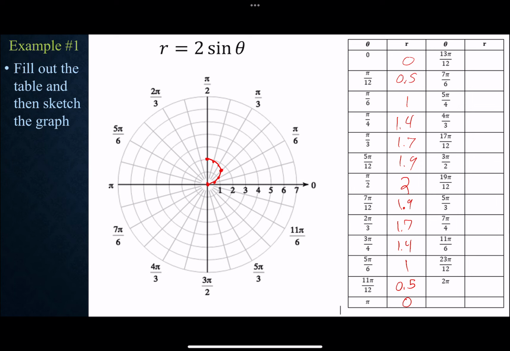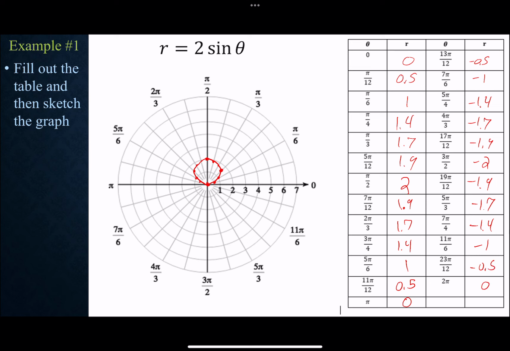So then the next points are 1.9, 1.7, 1.4, 1, 0.5, and then back to 0. So here's the other half of it, and we've created a full circle. You'll find for the other values you're going to get the same answers, 0.5, 1, 1.4, and so on, but they'll be negative. So this will say negative 0.5, negative 1, negative 1.4, negative 1.7, negative 1.9, negative 2, and then negative 1.9, negative 1.7, negative 1.4, negative 1, negative 0.5, and then back to 0.